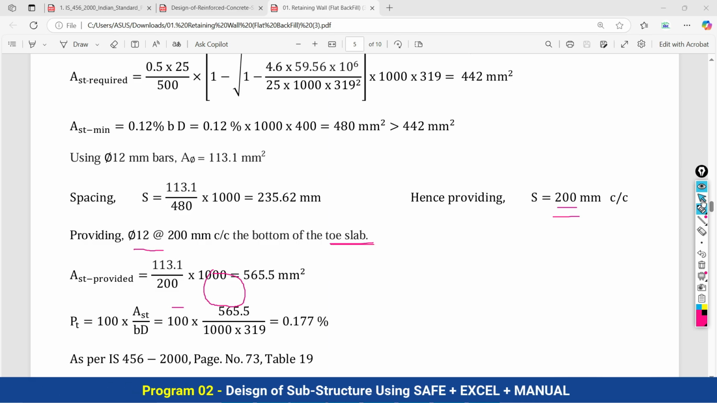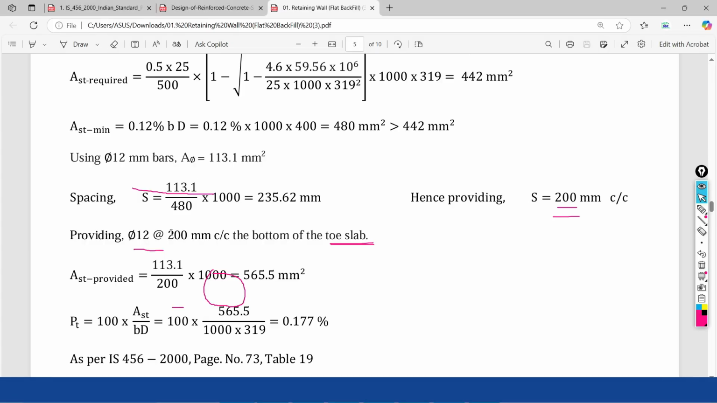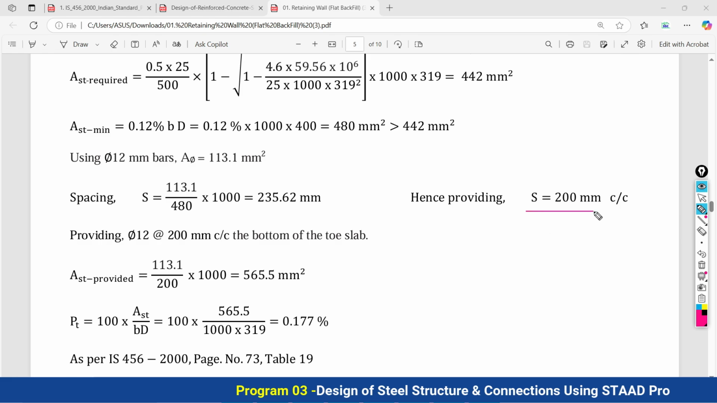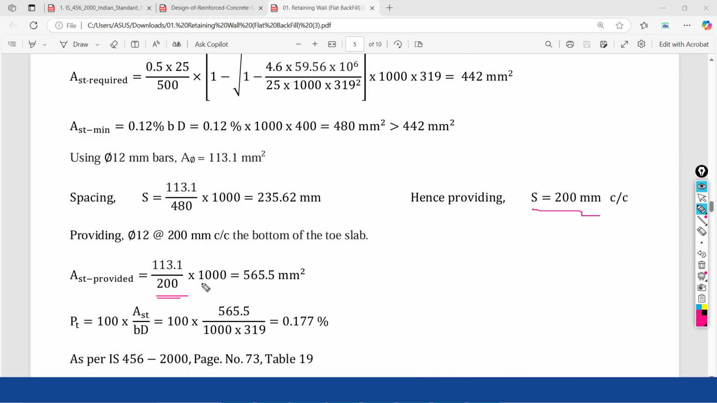So finally, 12 diameter of bar at a spacing of 200 center to center at the bottom face of the toe slab. As we have seen, the reinforcement is needed at the bottom face of the toe slab as the main reinforcement. So hope that you all understood how to find out the reinforcement at the bottom face of the toe slab. Now finally we would like to find out what is the total reinforcement provided after reducing the spacing.